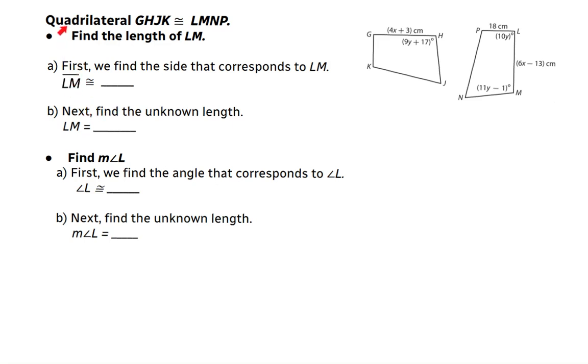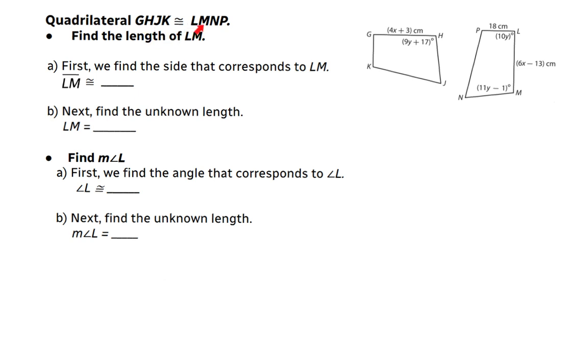Okay. We have the quadrilateral GHJK, which is here. GHJK is congruent to LMNP. So notice G is here and L is here. So that means angle G is congruent to angle L.